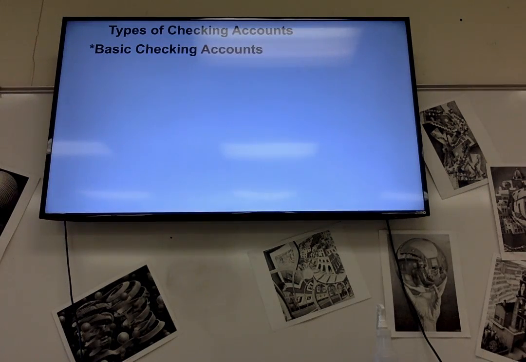Okay, so we start with the types of checking accounts. The basic checking account is the one that most of us have heard of. If you have one, it's probably the kind you have. It's probably the kind that your parents have. It's the most widely used one, and it usually doesn't pay interest. It's just a normal checking account.